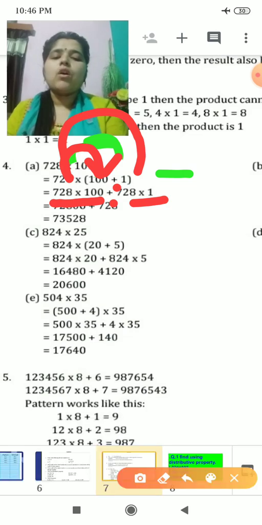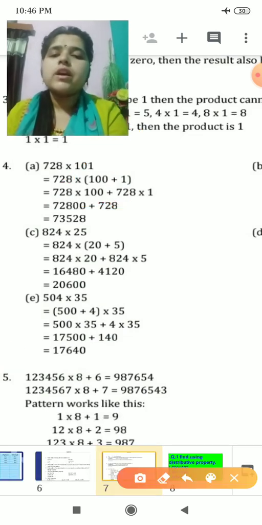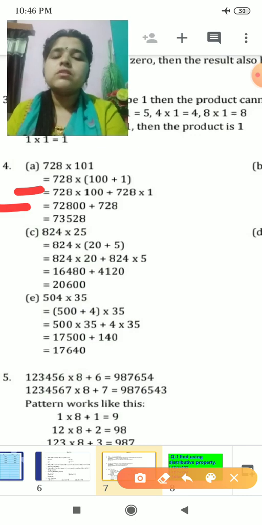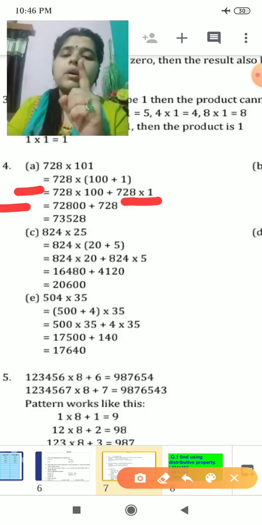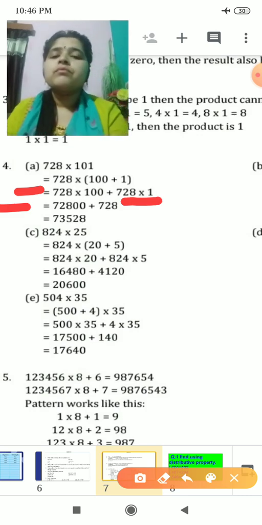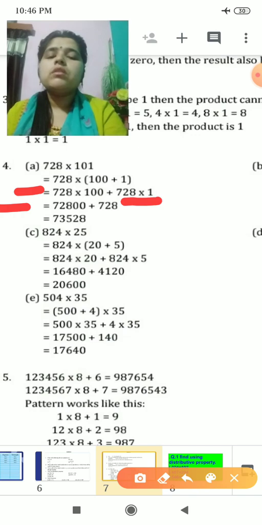Now what is happening in our steps? Now 728 is getting multiplied with 100. We are getting 72800 plus. Whenever any number is getting multiplied with 1, we get the same number. Now we will add all these numbers.